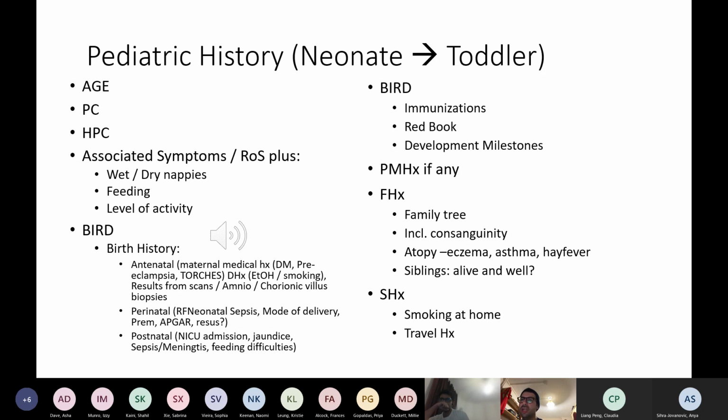So it is a lot. And no one expects you to do all this in a normal history. This is a lot of stuff to do, but if you can nail this, it does give you a really good picture of what's happening and if there's anything you should be worried about.